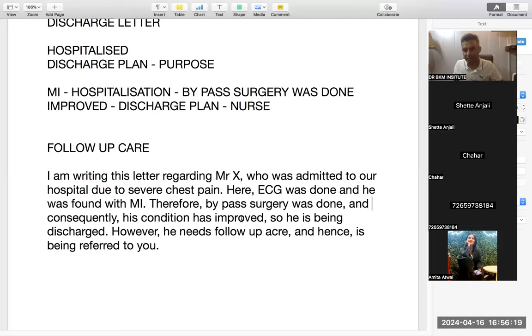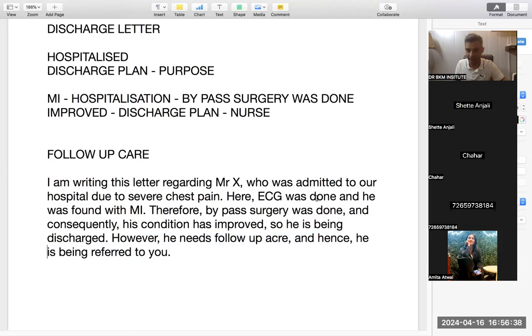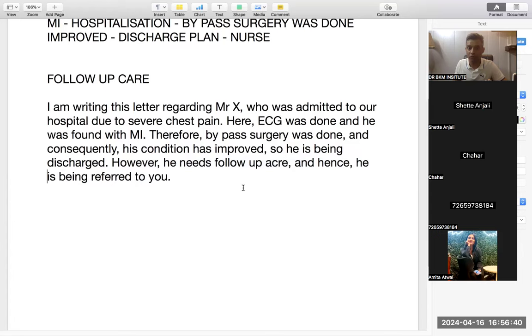So he is being discharged, another connector. As the condition has improved, obviously the patient will get discharged. Therefore, however, he needs follow-up care, another connector. However, he needs follow-up care and hence he is being referred to you. That is the best way of writing the first paragraph. Best way. Because now the examiner knows your connectors are good, your story is good.